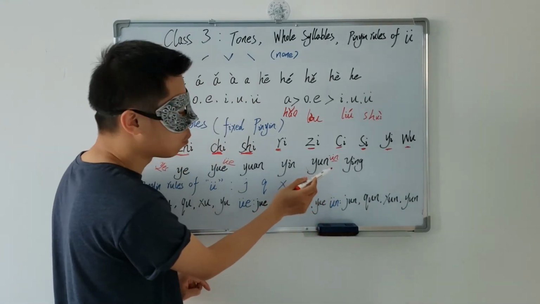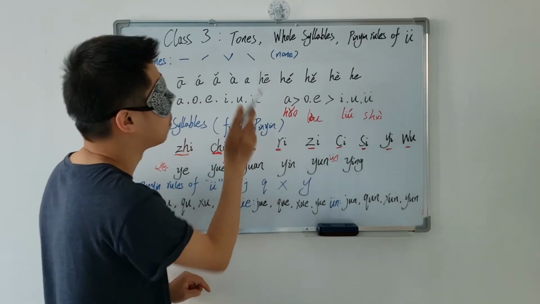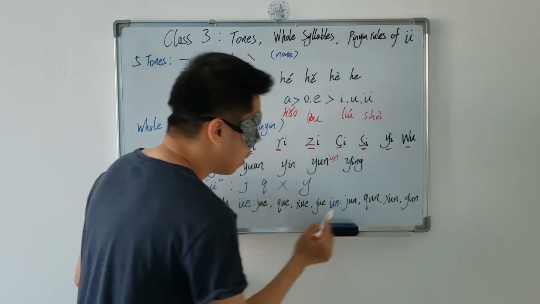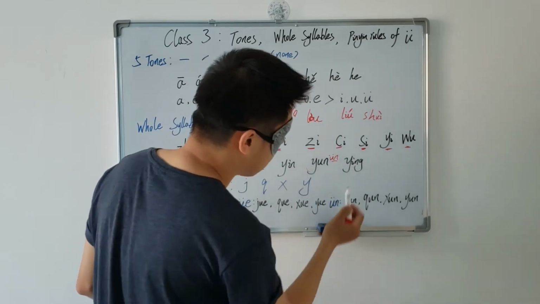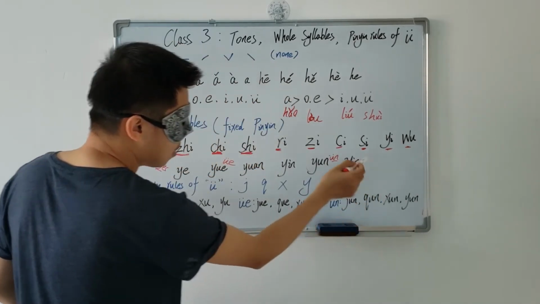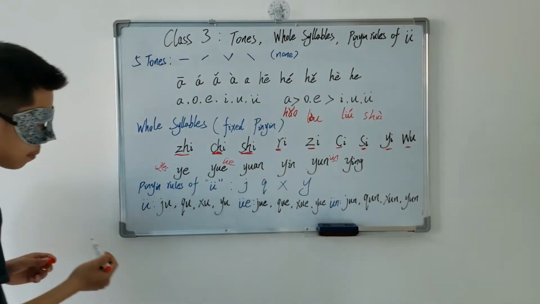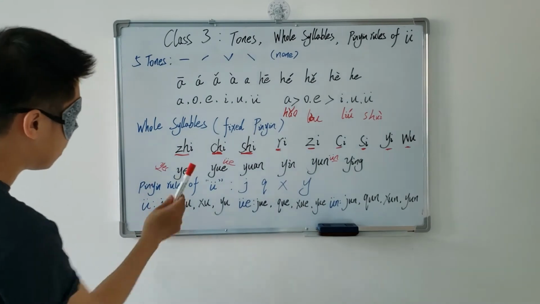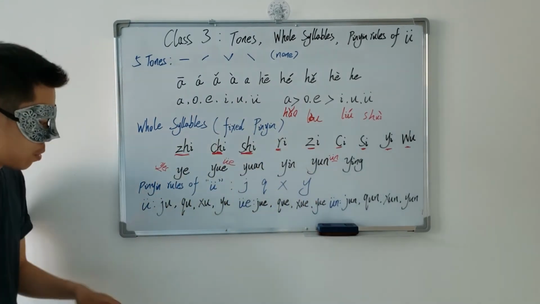If you don't know how to pronounce it, check my previous video, class 2, and you will know. Then the last one is yin, same as king, yin. Okay, that's all the fixed pinyin, the whole syllables.